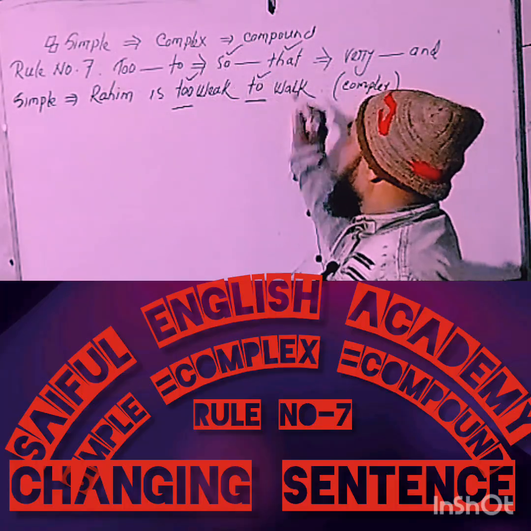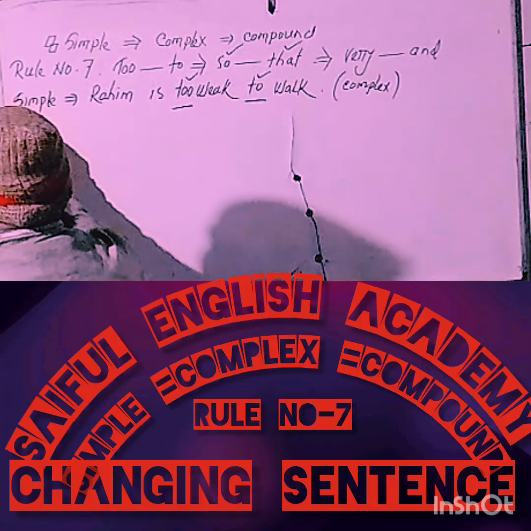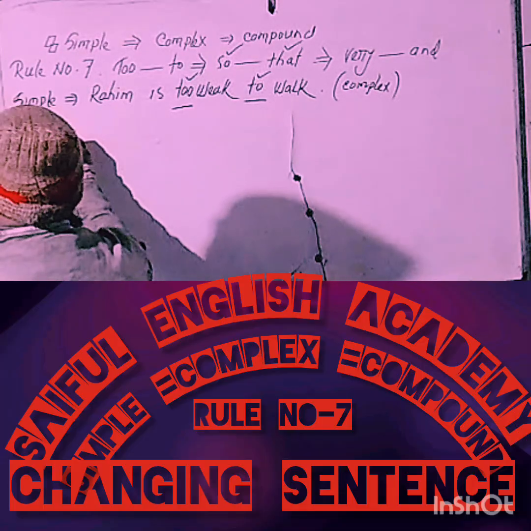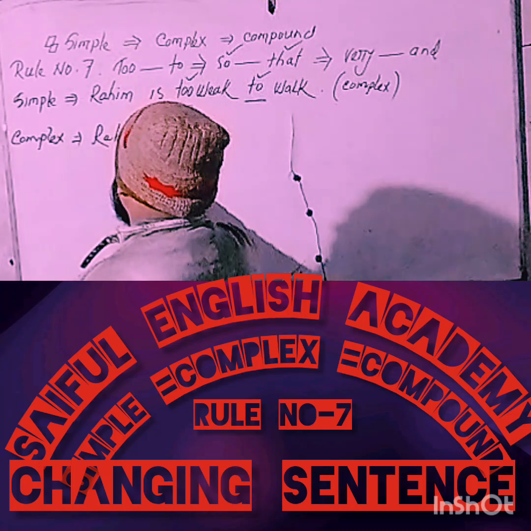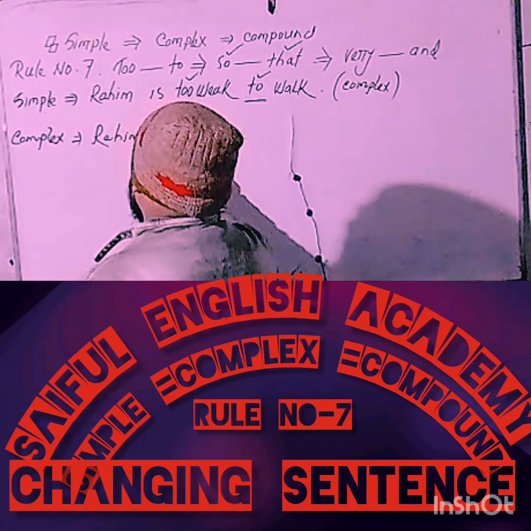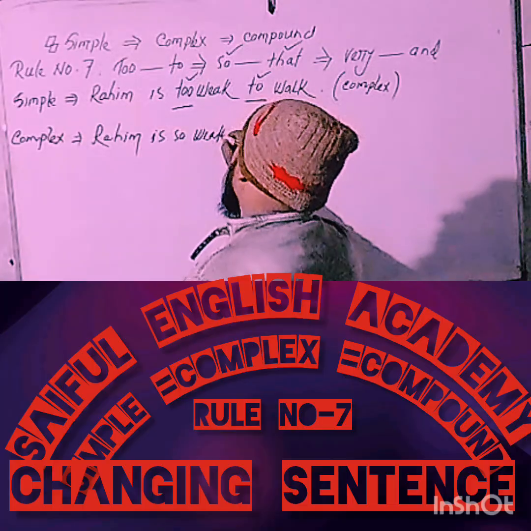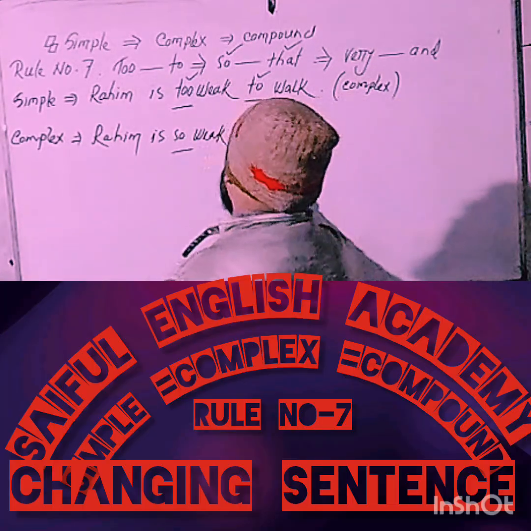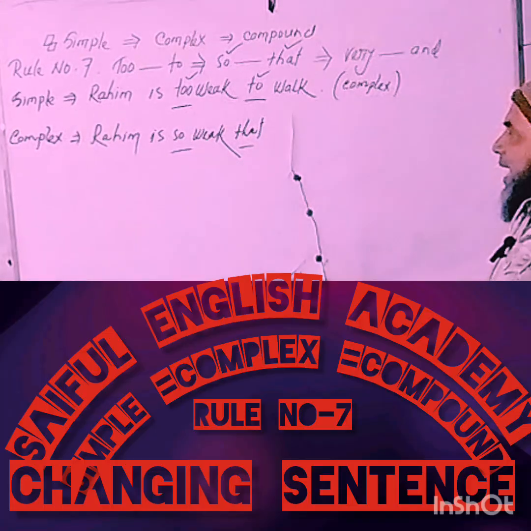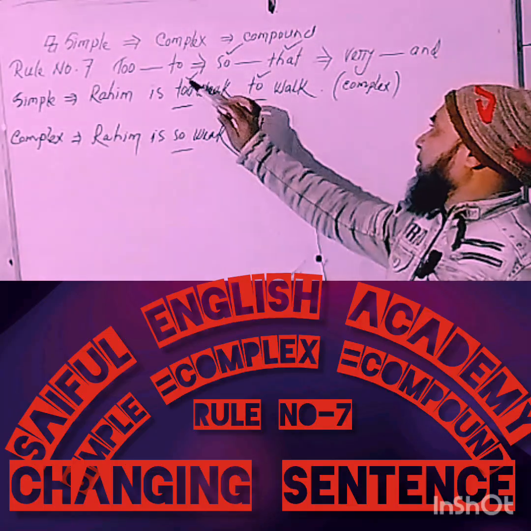So, my dear learners, start writing. Complex: Rohim is so weak that. Okay, my dear learners, at the first step you have to use so...that instead of too...to.